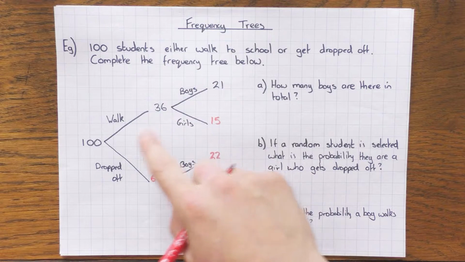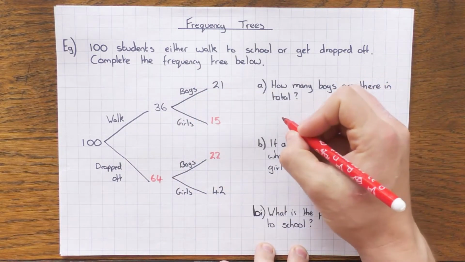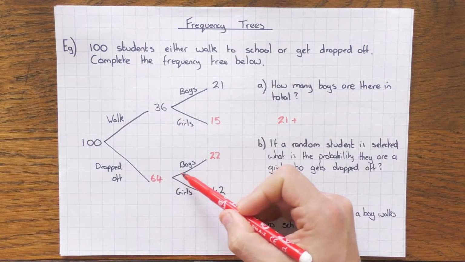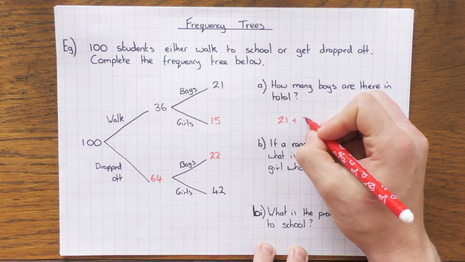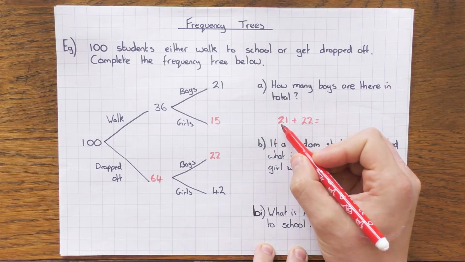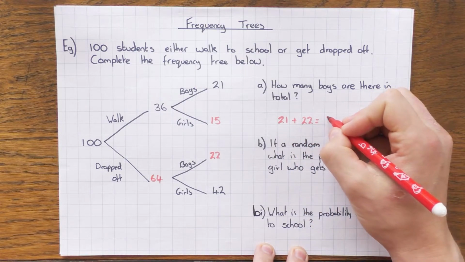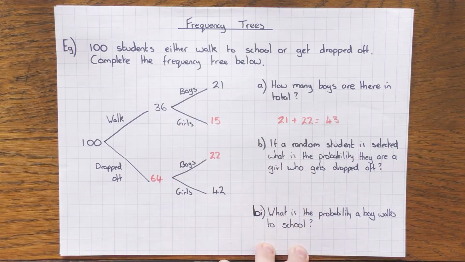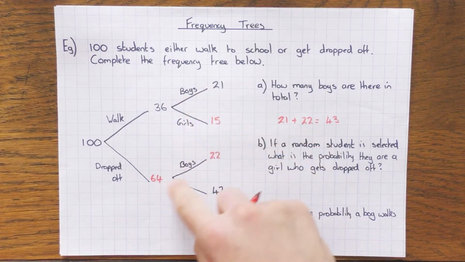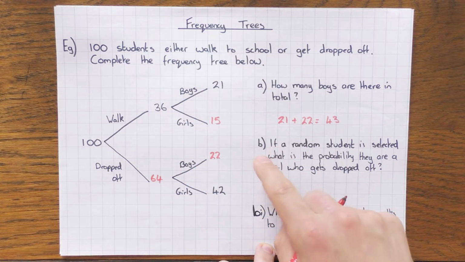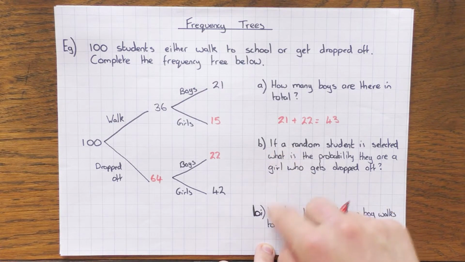Well, all we've got to do is have a look at the branches. I've got 21 boys there, and obviously I've got another branch of boys which is 22. Then we just add them together, so we've got 43. Always check all the branches just in case you've missed any, but of course for boys we've only got 2 there. Okay, so B is part 1 and part 2, or just 2 different questions here.